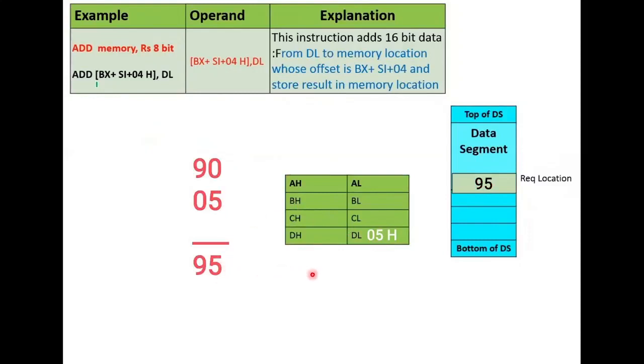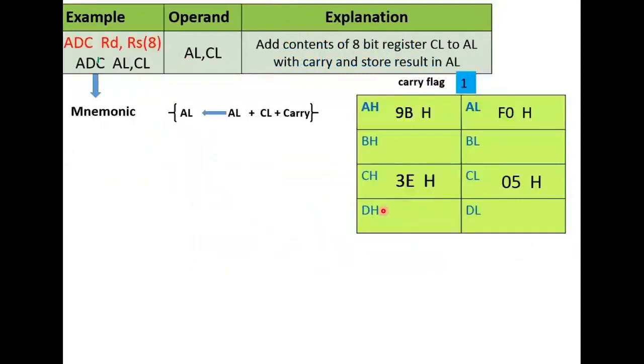This 95 I am going to store in this memory location, because in this instruction, this memory location is the destination operand and DL is the source operand. So whichever is the destination operand, there you need to store the result. In the destination operand you need to store the result. So the result will be stored in the memory location here. So for ADD we discussed.